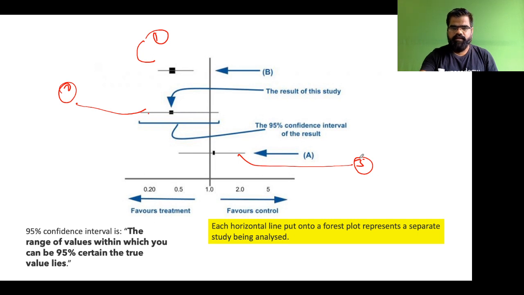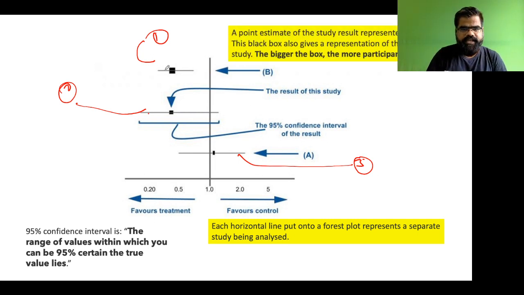If you see, each study, each horizontal line, has a box, here also and here also. This box estimates the point estimate of the study. If you see the size of the box, it is bigger here, smaller here, smallest here. The bigger the box, the more participants in the study. When the sample is larger in the study, the box will be bigger. When the sample is smaller, the box will be smaller.